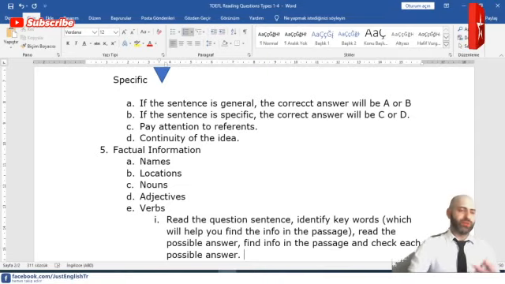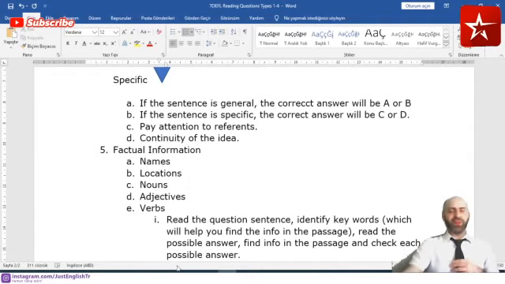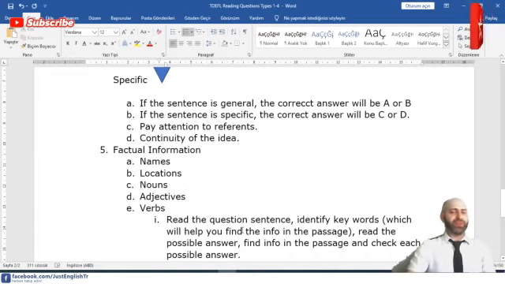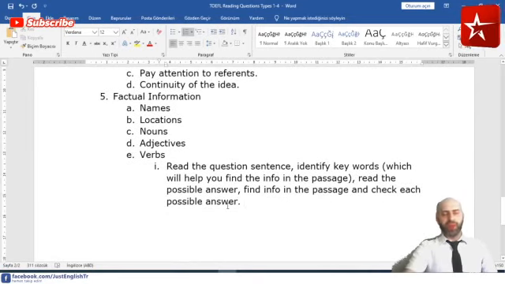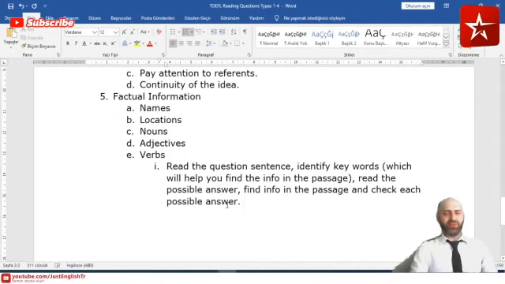Now, there are actually 2 ways you can do it differently. You can read all possible answers and then find the information in the passage, or maybe when you read the question, you directly find this information in the passage and then check your possible answers. For me personally, I prefer to have a look at possible answers at the same time and then find information in the passage. But for some students, it might be difficult because when you read the question sentence, you need to remember some keywords from this question sentence.